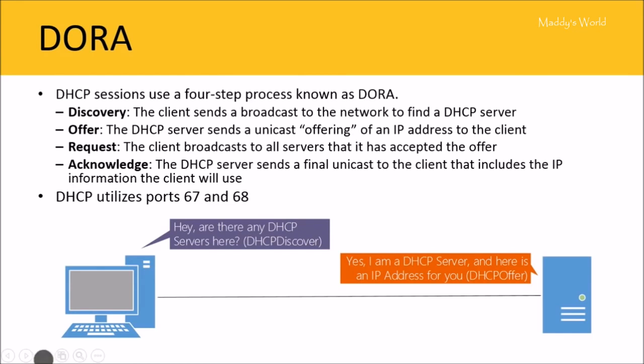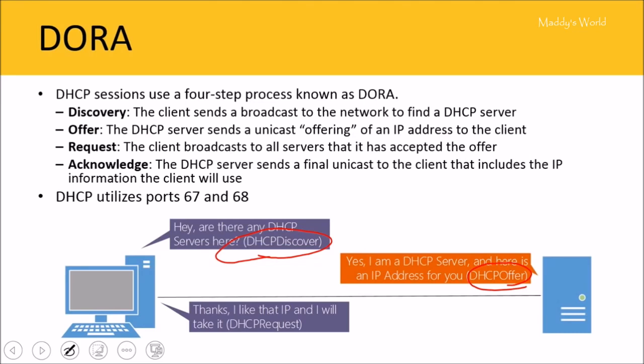That's the discovery process, right? Next, that server is going to respond, and it sends a unicast message offering an IP address to the client. Then, of course, I'm going to check these off as we walk through them. We have a request where the computer says, hey, I would really, really like that IP address. Please send it over to me. And then the DHCP server sends a final unicast message to the client that includes the IP information, right? ACK is short for acknowledgement.